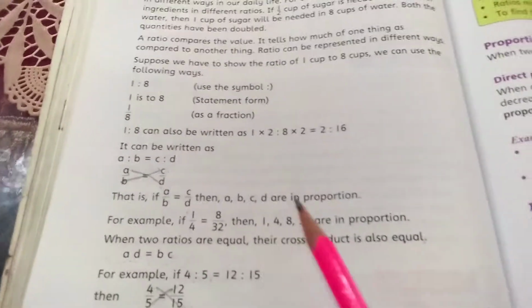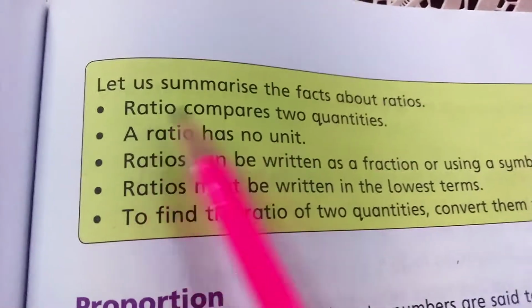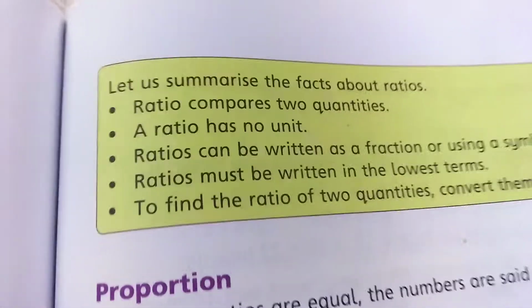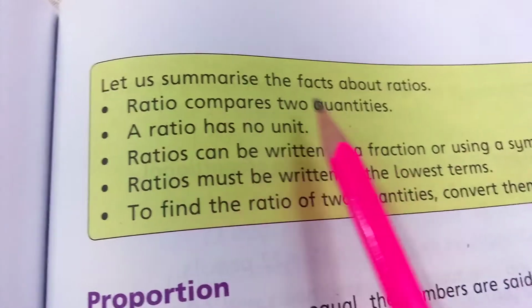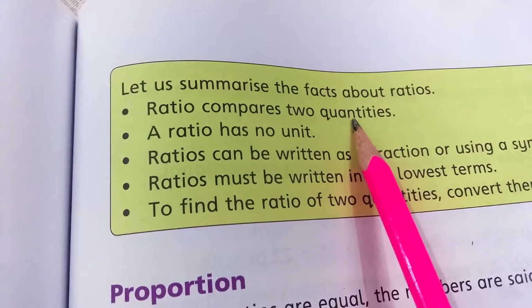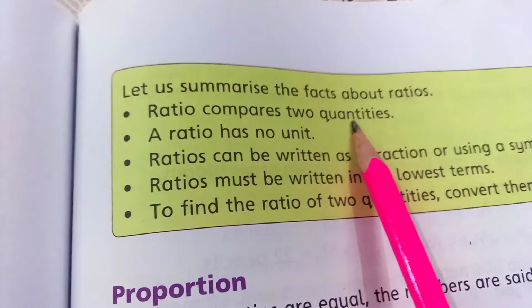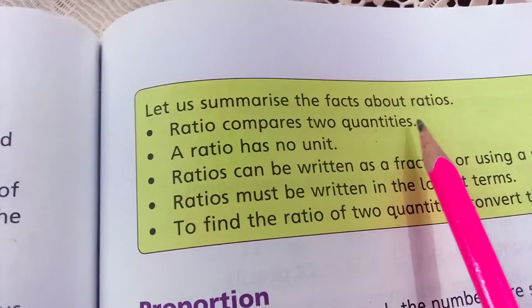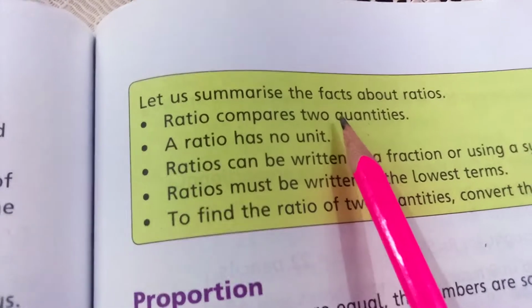Now whatever we have done on this page is summarized here. Ratio compares two quantities. We learned from this page 118 that it is a comparison of two quantities. For example, the comparison of sugar with water: half cup of sugar for 4 cups of water. It is a comparison of two quantities.